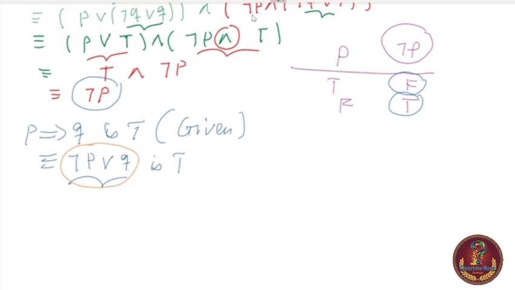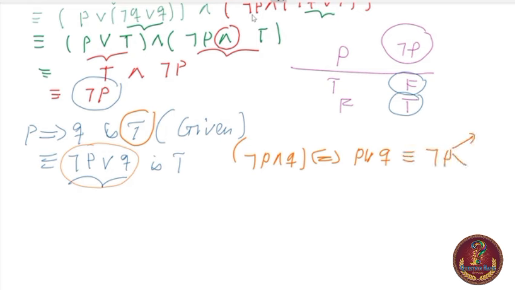Even if we have been given that P implies Q being true, to determine the truth value of the negation of P and Q biimplies P or Q, finally this has reduced into the negation of P, which can take either true or false. What we can conclude is whatever the given information is, it has reduced into negation of P, and the value can be true or false because it is equivalent to negation of P.